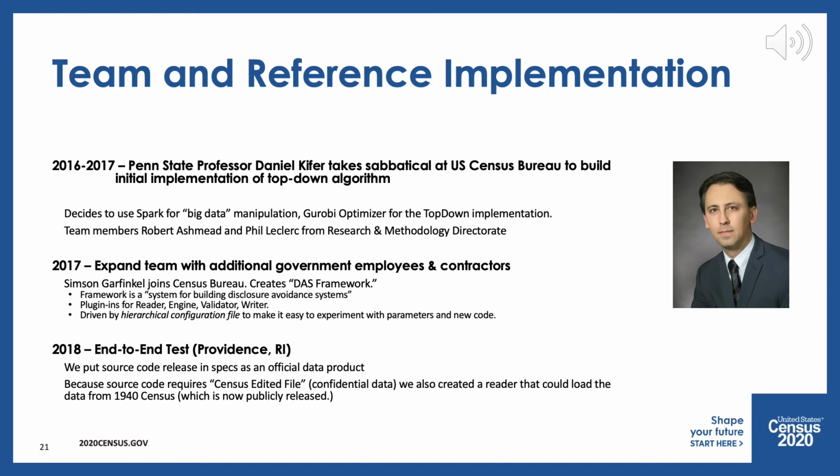And then in the 2018 end-to-end test, we put the source code release as specifications as an official data product. And this meant that the fact that we were releasing that data went through the process of approvals. The source code that we developed also could run from the 1940 census. That data has been publicly released. So we provided the general public with a way that they could run our software, even though they didn't have access to our confidential data.